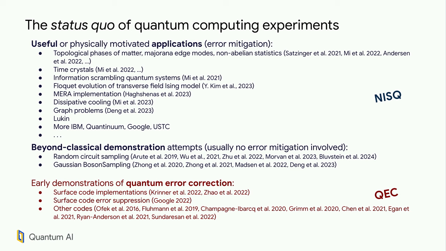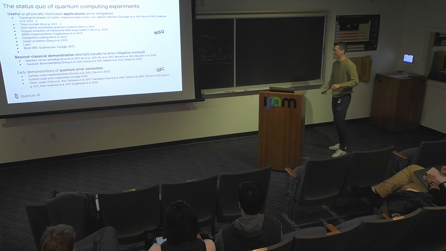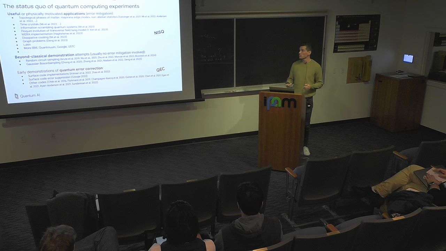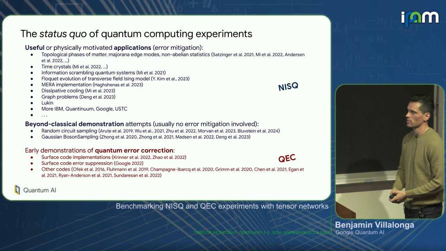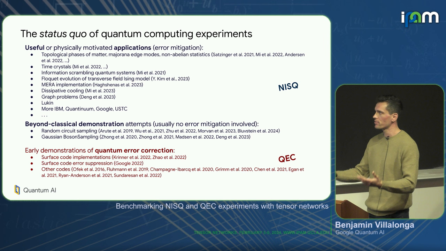So what does NISQ stand for? NISQ stands for noisy intermediate scale quantum devices. So noisy emphasizes the fact that we are not in an error corrected regime, but we already have some large enough size, or intermediate scale, quantum devices where we can attempt to perform some interesting computations. And QEC, that one is easier, is quantum error correction. And there we are actually trying as a community to improve the platforms, improve the understanding of errors, and actually get to logical qubits.